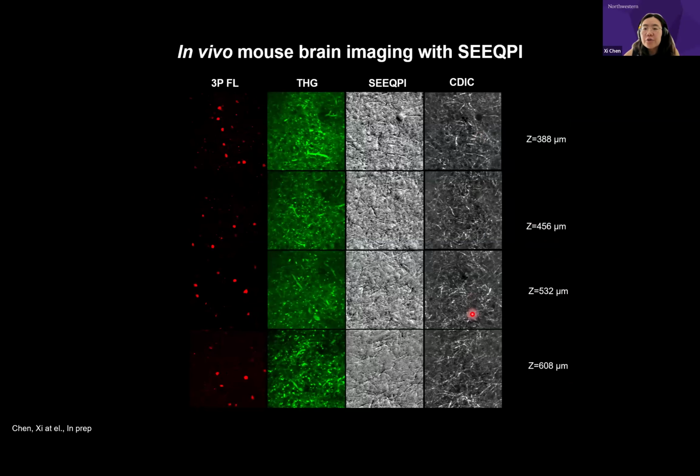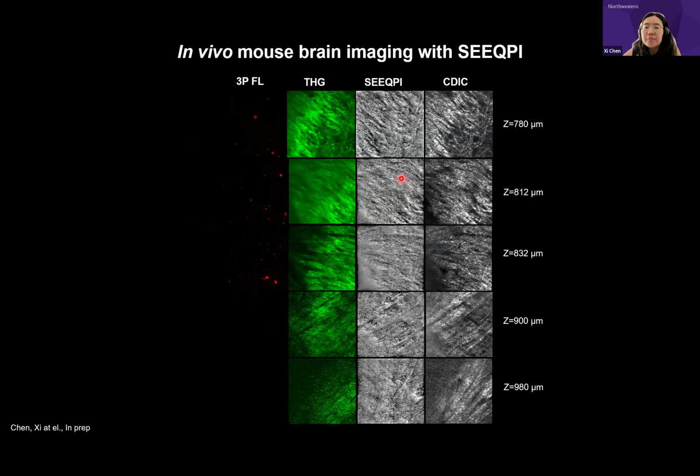So those are still in the neural cortex. And then we can image the white matter region inside of the mouse brain. And the CQPI is very similar to the THG. However, it's much faster. I will summarize that in the last slide. And it's very good for looking at the morphology of this overall white matter region.